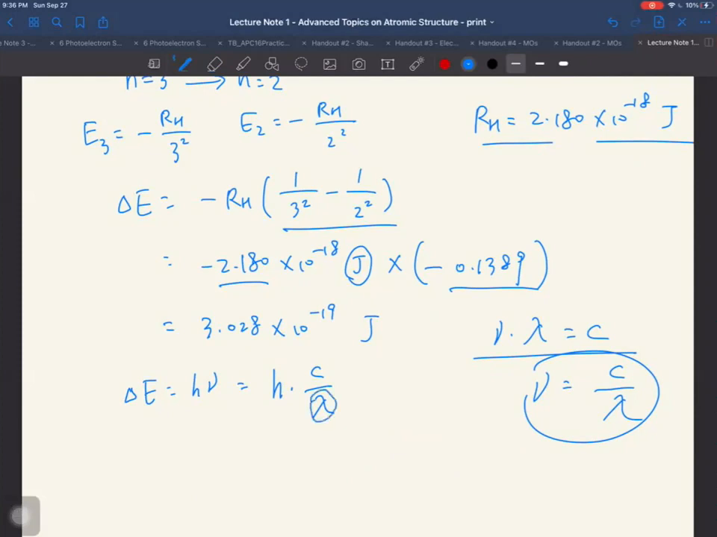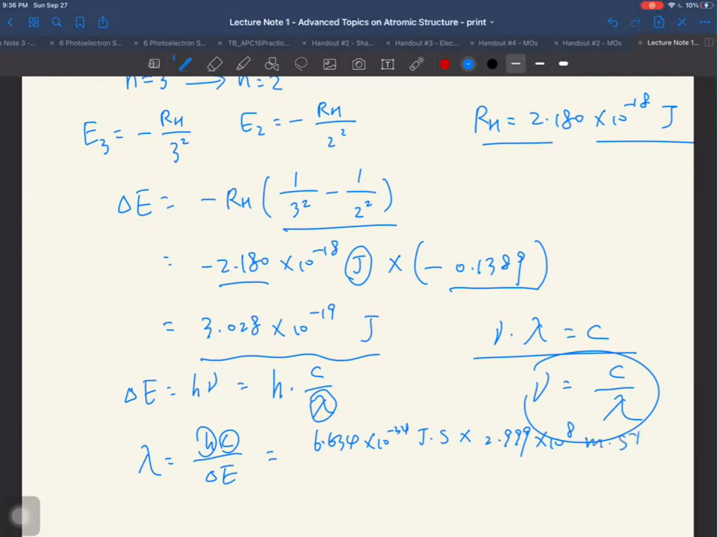Because we want to calculate the lambda, right? So the lambda equals hc over delta E. And now we can put everything in because we already calculated delta E, and we know h, we know c. Times joule second, no, meter per second, over delta E, which is here.